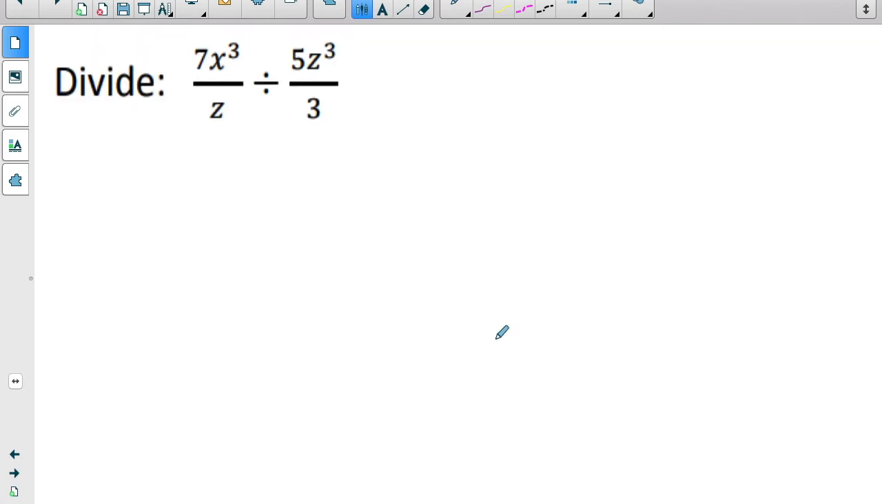Now when we're dividing, because here we'll look at some division problems, when we're dividing two rational expressions, the first thing that we really need to do is rewrite it as multiplication. Then we can factor, and then it'll be exactly like we were doing with multiplication. So the first thing I'm going to do is rewrite it as multiplication. So the first rational expression stays the same, 7x cubed over z, but the second one flips.